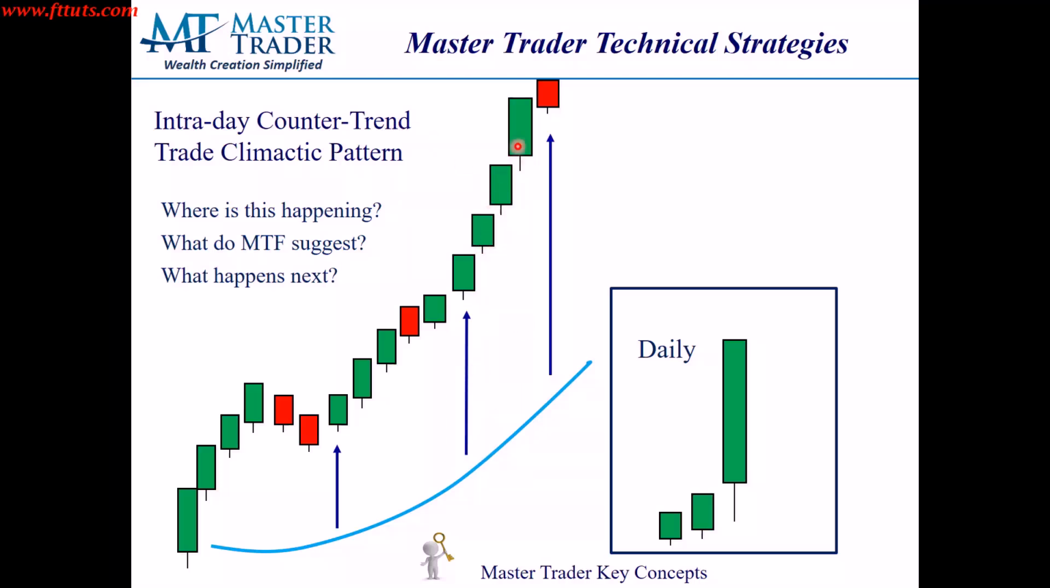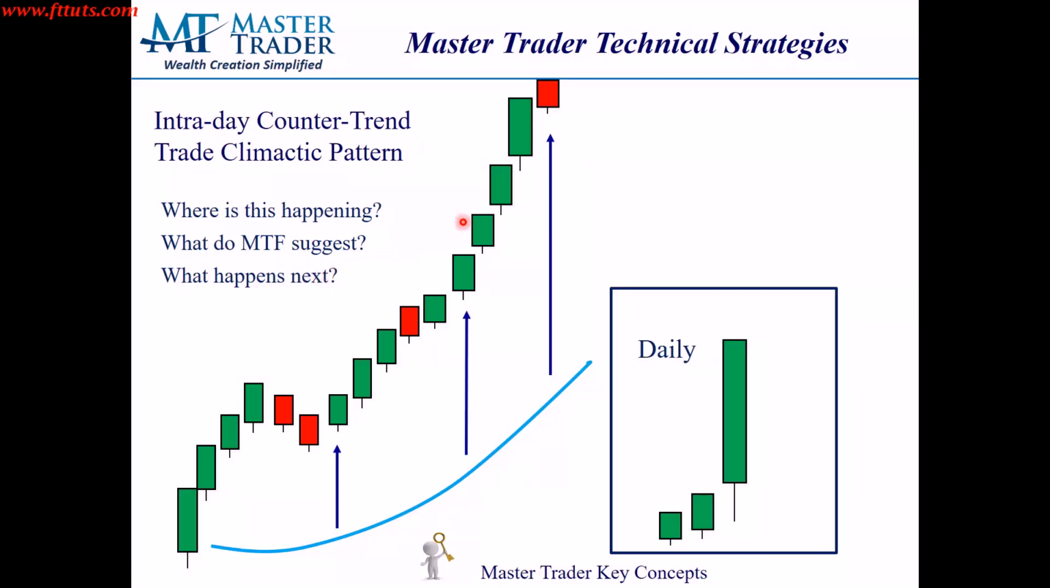So here prices are far away from the 20, and what I'm showing you here is to observe this from the point of view of this being an intraday chart. And I say, well, where is this happening? Is it into resistance? What do multiple time frames suggest? So a climactic sell setup, and I'm looking at all of these from the long side that we've been looking at so far. You just turn them upside down for the climactic buys.